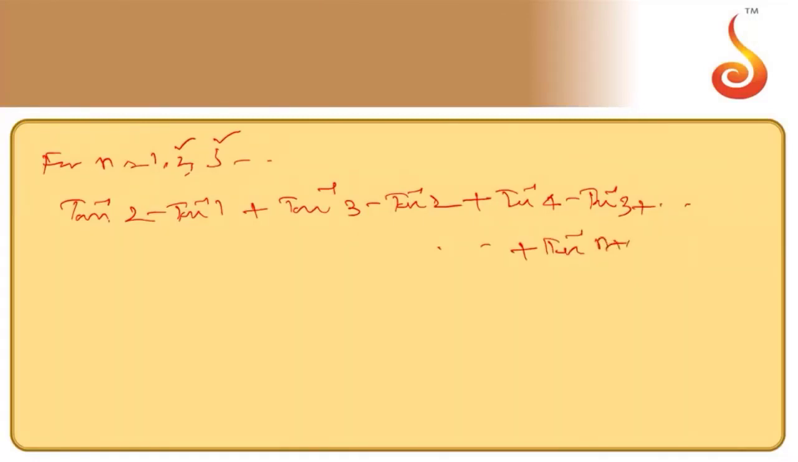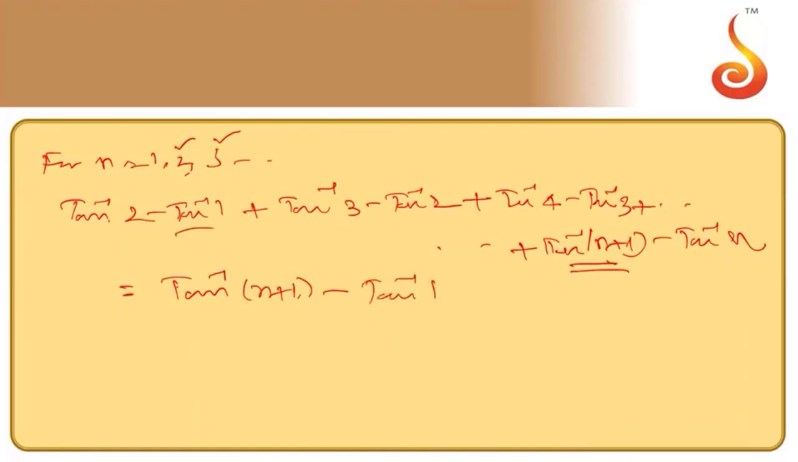So on and so on, you'll be getting it. The nth term will be tan inverse of n plus 1 minus tan inverse of n. Upon plus and minus signs and simplification, it results in tan inverse of n plus 1. So all the terms get cancelled. You'll be getting tan inverse of n plus 1 minus tan inverse of 1.